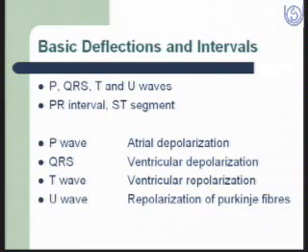The P wave basically depicts atrial depolarization. The QRS complex depicts the ventricular depolarization. The T wave depicts the ventricular repolarization, and the genesis of the U wave is controversial, but most of us think that it depicts the repolarization of the Purkinje fibers of the ventricles. So these are the basic deflections produced on a normal ECG.